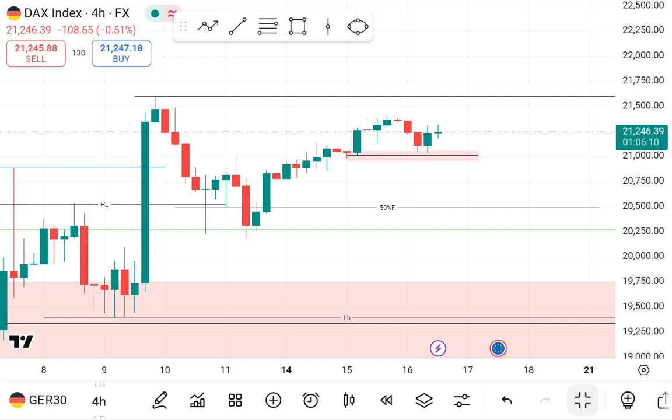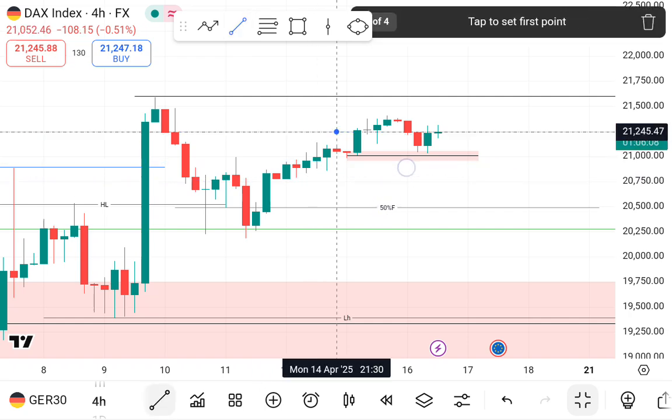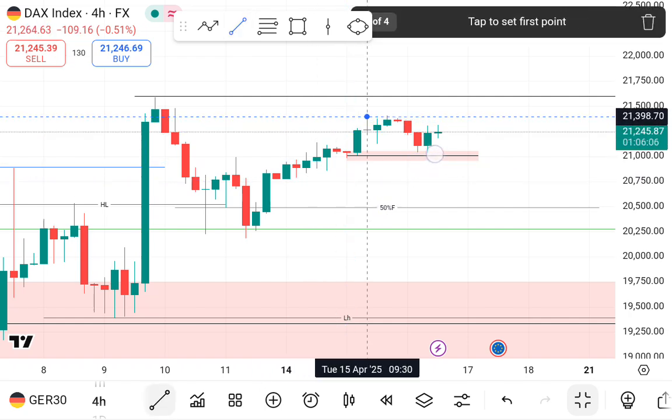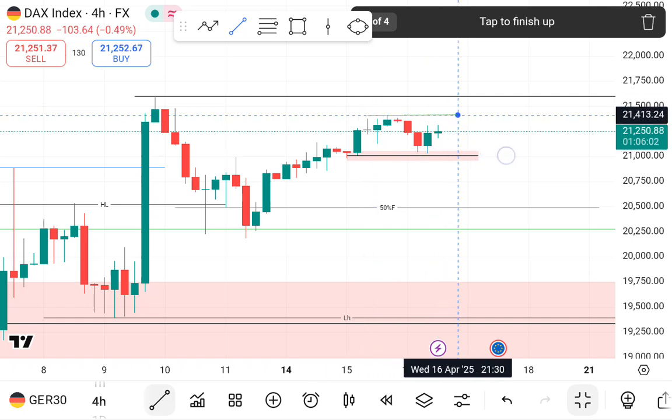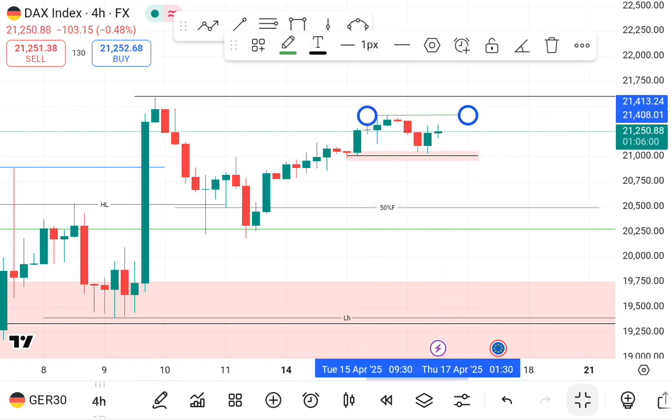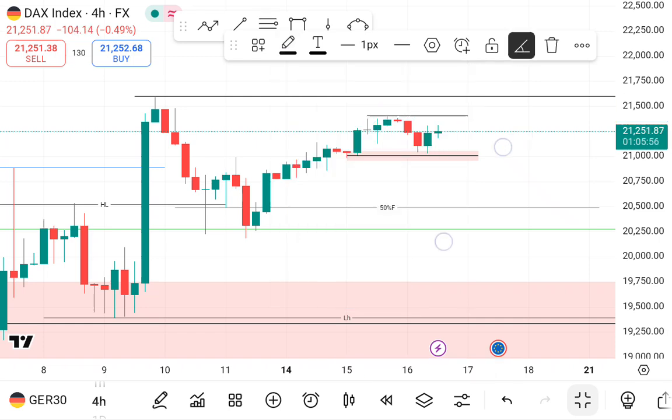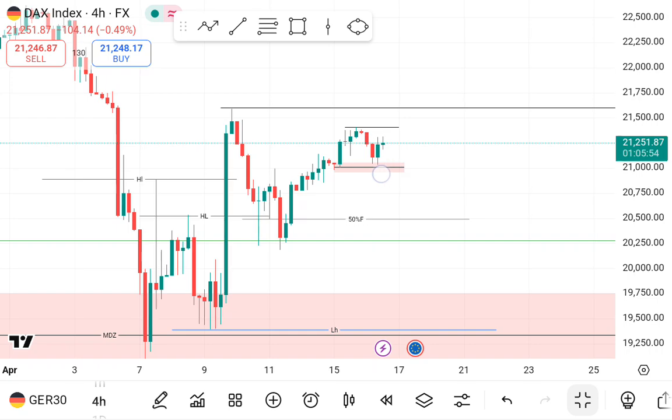So we can see that this market still wanted to go to our previous high, right? But we can see that for the day we have this high over here, which is our high of interest for the day, right? Because this is where the market rejected, right?